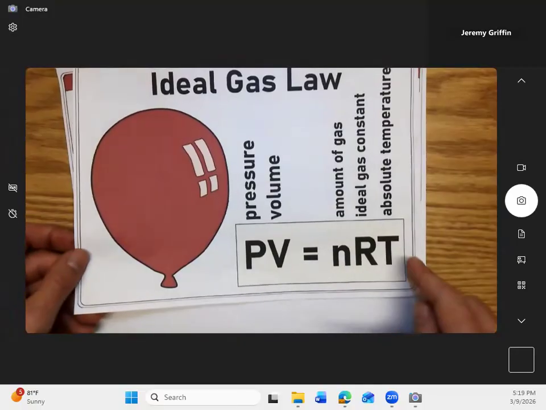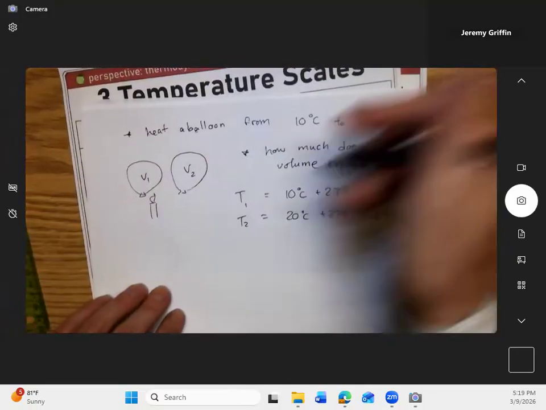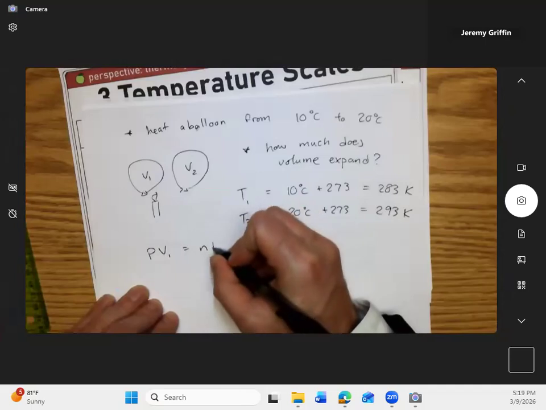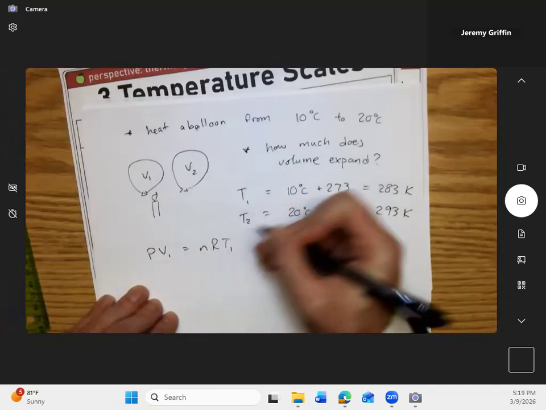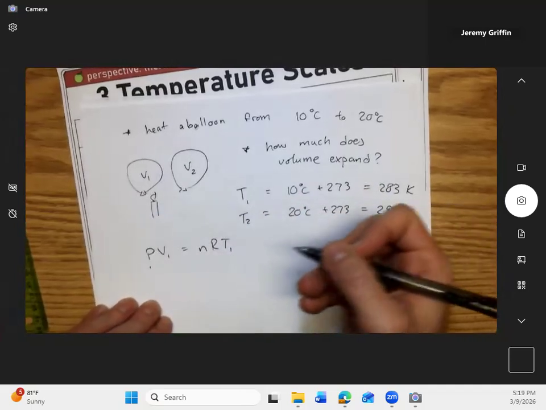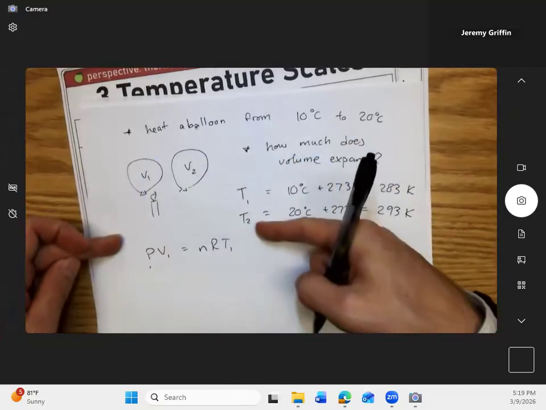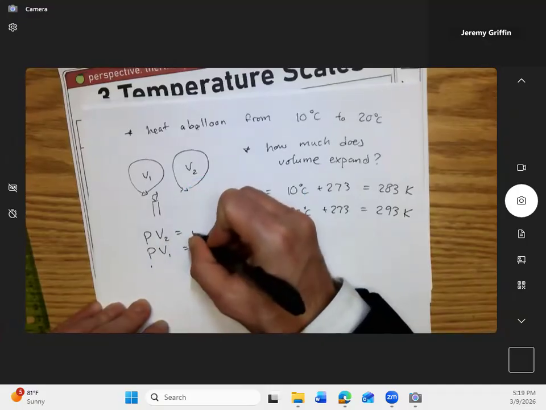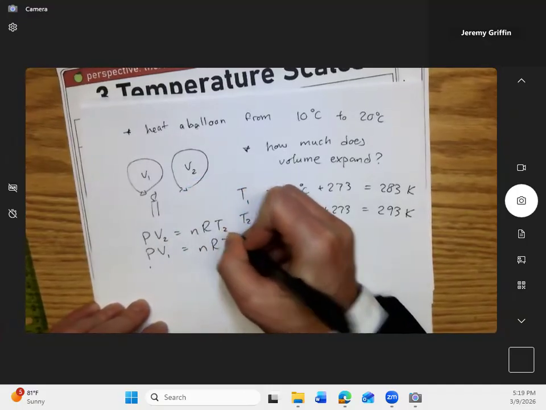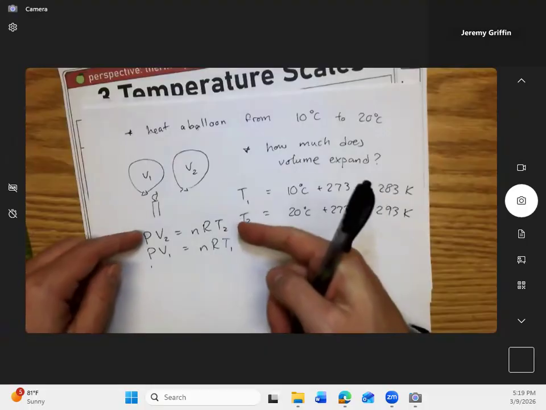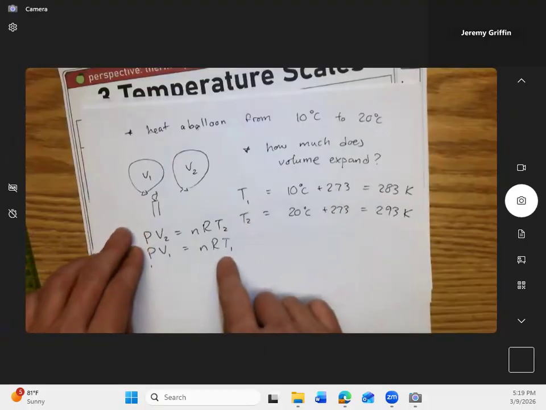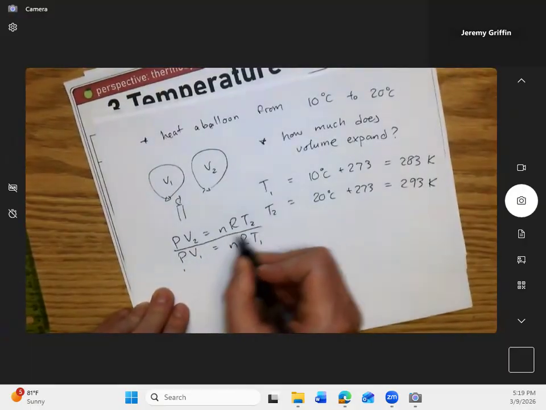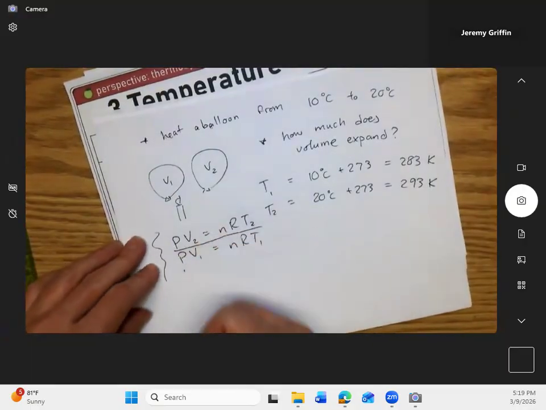Now go to this ideal gas law right here. I'm going to write this down. We'll do the old and the new situation. I'll say pressure times volume 1 equals number of moles of gas, constant, and then absolute temperature 1. And then I'll write the second equation above it, so I'll set up the fraction better: pressure times volume 2 equals nRT2. So these are different volumes and different temperatures, but they are the same pressure and the same everything else. So if I divide these equations, a lot of stuff cancels.